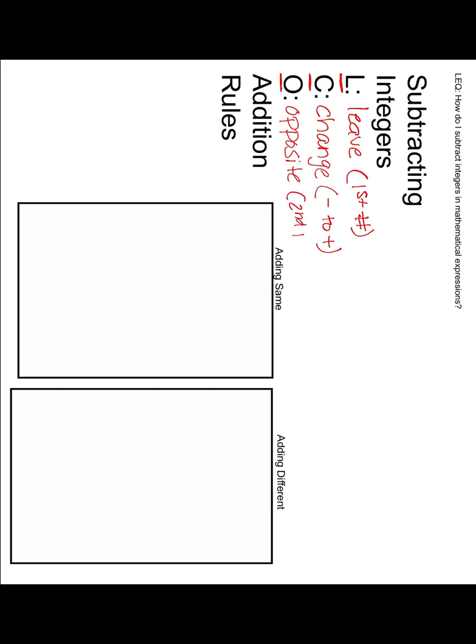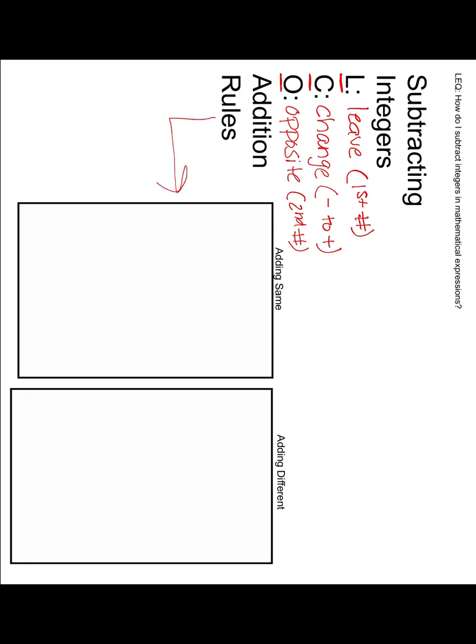All right, subtracting integers. So we have 3 letters that are going to help us figure out how to subtract integers: L, C, O. L stands for leave, and that's in regards to the first number. C means change, and that means we're changing our minus sign to a plus sign. And then O is opposite, so we're taking the opposite of the second number. Then we're following our addition rules.